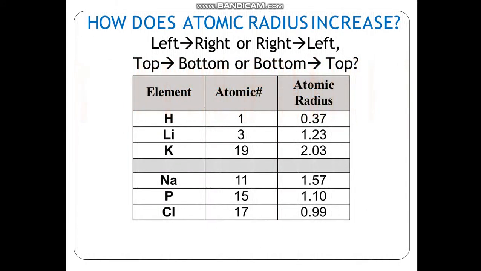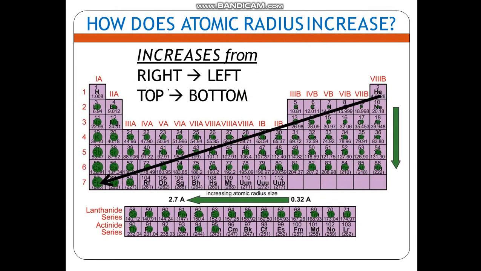What is the pattern? This is the pattern of the atomic radius, from left to right or right to left, from top to bottom or bottom to top. The atomic radius increases from right to left and decreases from left to right, and increases from top to bottom and decreases from bottom to top.